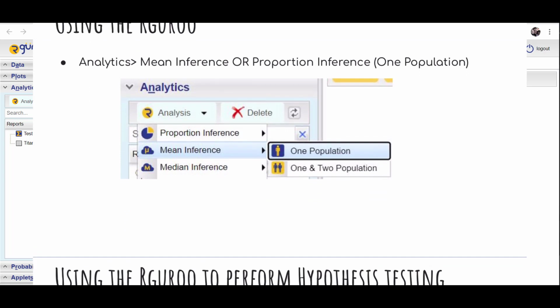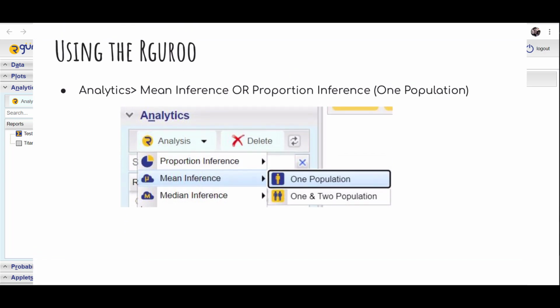All right, so finding the p-value, there are different ways to do it, but the quick way that we're going to use is with Rguroo. The steps are very similar to when we did the confidence intervals. You're going to go to the Analytics tab. You're going to choose Mean Inference or Proportion Inference, depending on what you're testing, and you're going to choose one population. So, Analytics tab, Analysis drop-down, choose Mean Inference, choose one population. That's what we do at the beginning.